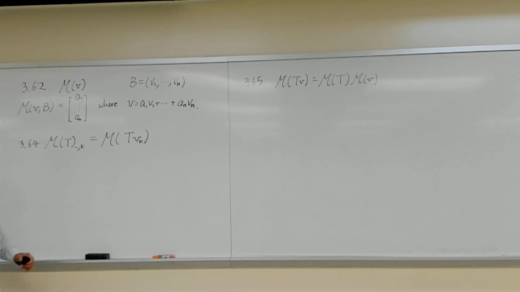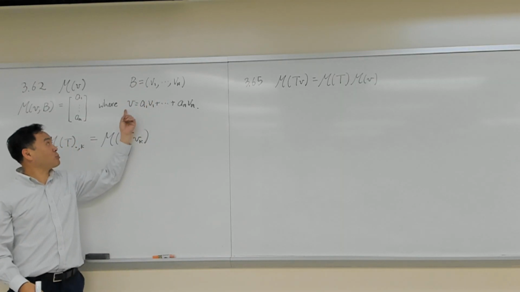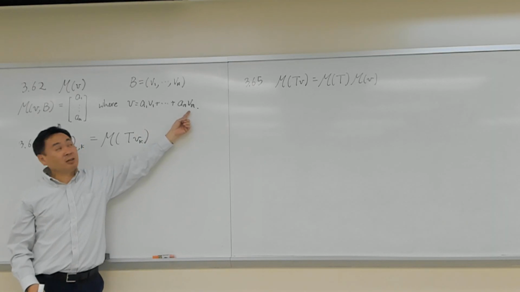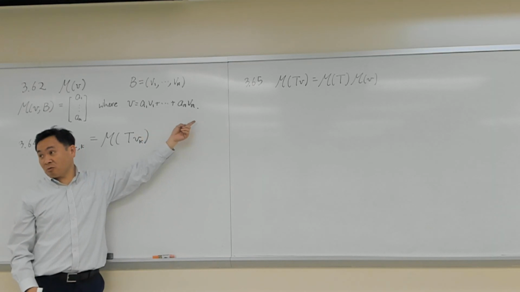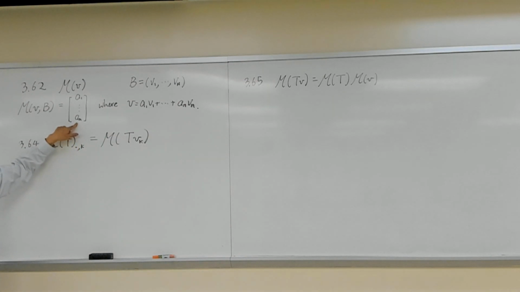Because V is a vector in V, and V1 through Vn is a basis, for any V, it has to be representable uniquely as a linear combination of V1 through Vn, right? And once you have that, then this is what we used to call the coordinate matrix, right? The way we wrote this down was V with B. That's how we wrote it. But in the textbook, this is how it's written.